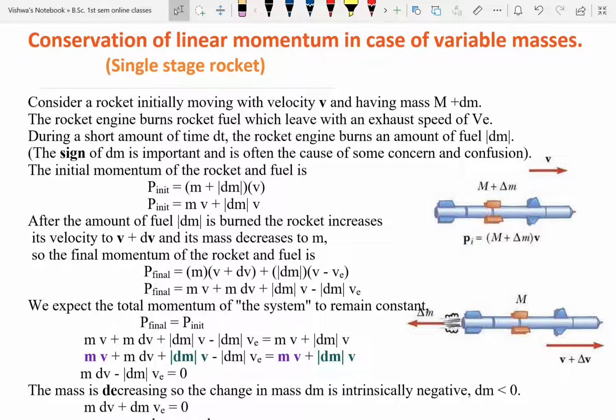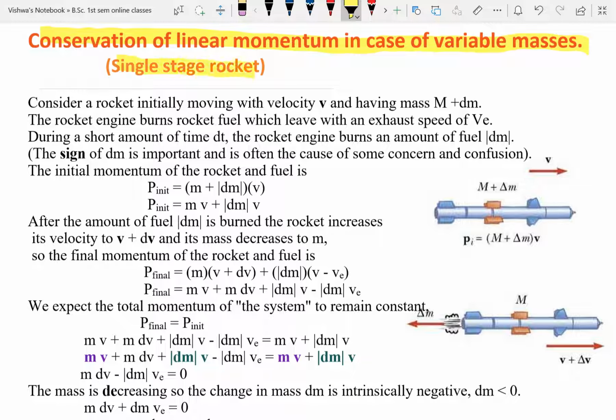Now using that theory, we are going to derive an expression for the velocity of the rocket at any instant of time. So let's derive that equation: conservation of linear momentum in case of variable masses, that is, the single stage rocket. This derivation is very important.